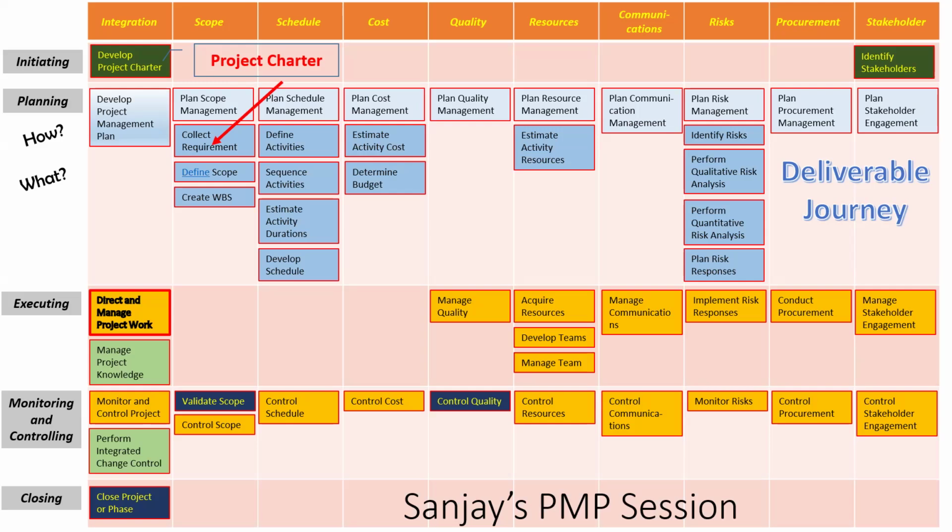Because while collecting requirements, to understand the overall border of my project, keeping the project charter is handy. Collect requirement will create something called requirement documentation that becomes an input for defining the scope. Define scope will create the project scope statement, which will become an input for create WBS, which is work breakdown structure. This is the scope for today.